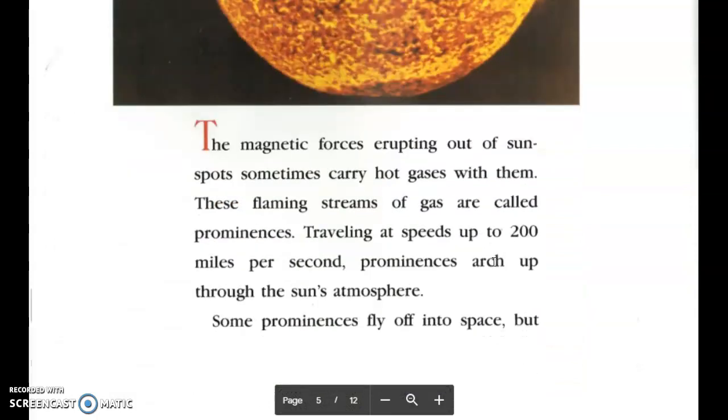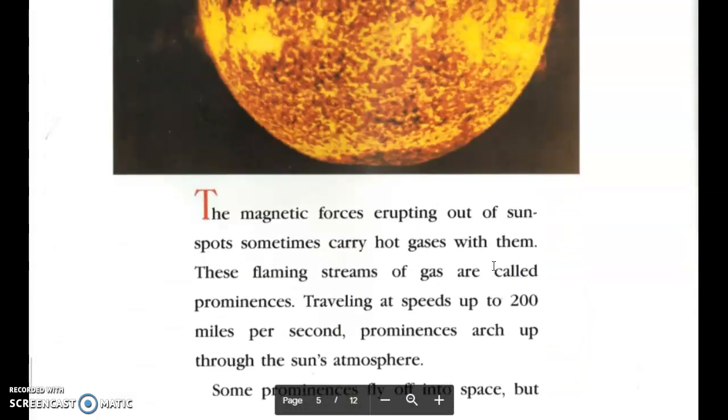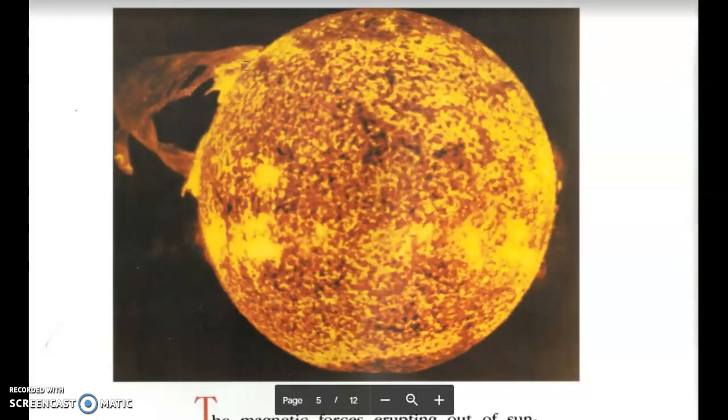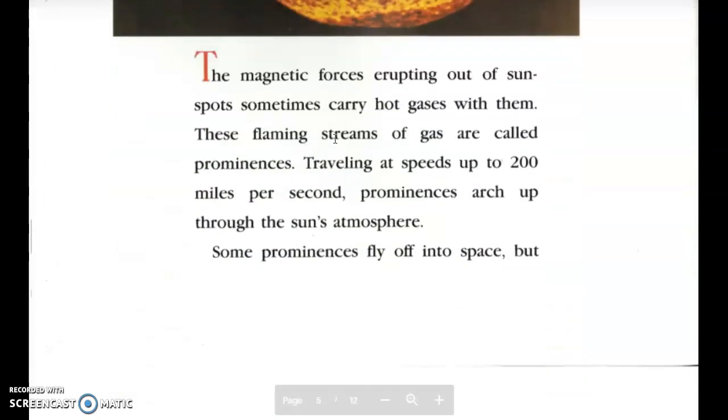The magnetic forces erupting out of sunspots sometimes carry hot gases with them. These flaming streams of gas are called prominences. Traveling at speeds up to 200 miles per second, prominences arch up through the sun's atmosphere. Prominences. And we can see those. You see these kind of loops right here? These are prominences. And then you see kind of a couple of smaller ones on the edge over here. And that's what they're calling a prominence.